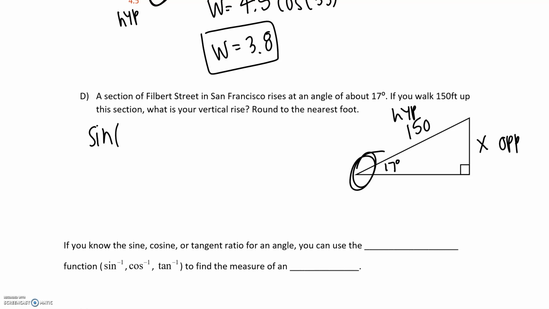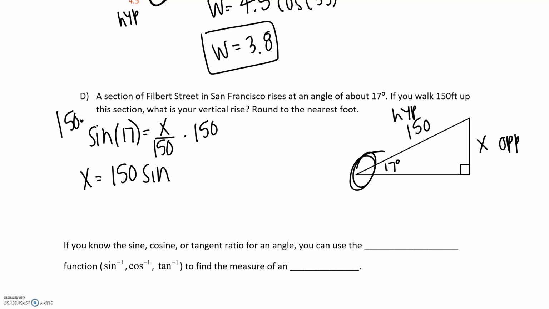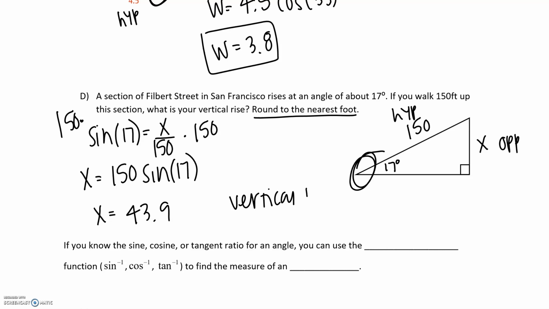We're going to do sine of 17 equals x over 150. So to solve for that, we're going to multiply both sides by 150. That gives us x equals 150 sine of 17, which leaves us with x equals 43.9, and it tells us to round to the nearest foot. So our vertical rise is about 44 feet.